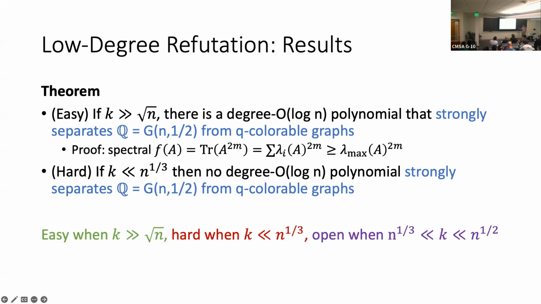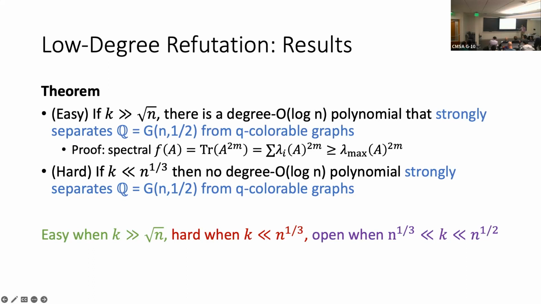And so here's what we can now prove about this definition. The first step is the easy regime. When k is bigger than root n, we know you can do it. But as a sanity check, we're proving that low degree polynomials can also do it. There is a logarithmic degree polynomial that succeeds in the sense from the previous slide, and the proof is simple. It's just to take the spectral algorithm and write it as a polynomial.